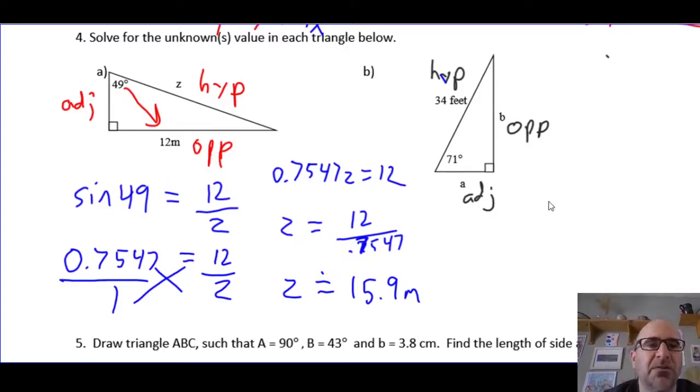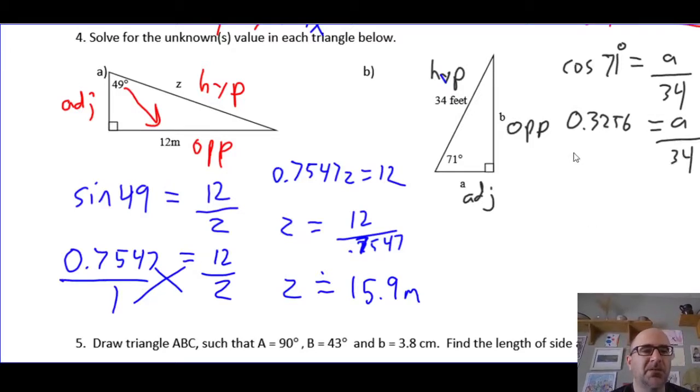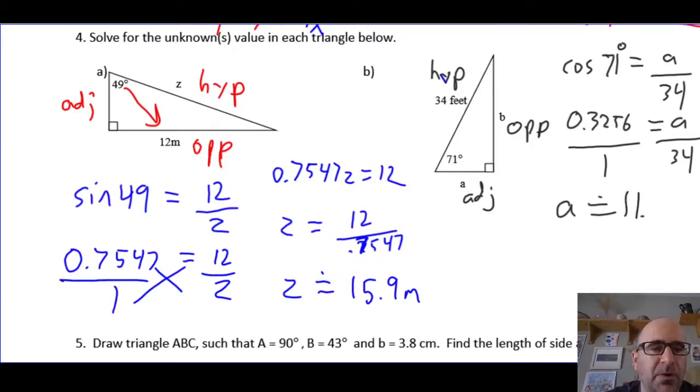That's cosine. So the cosine of 71 degrees is equal to A over 34. Using my calculator, the cosine of 71 is about 0.3256. And then again, I can solve this equation. You can either put this over 1 and cross multiply again, if that's what you like doing, or you can just multiply both sides by 34. In either case, the answer is going to be whatever 34 times 0.3256 is, which is very close to 11.1 feet. So there's your answer for finding side A.